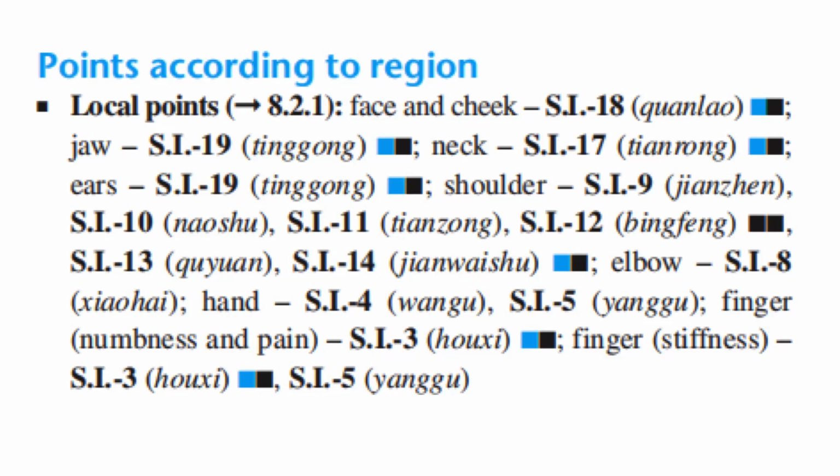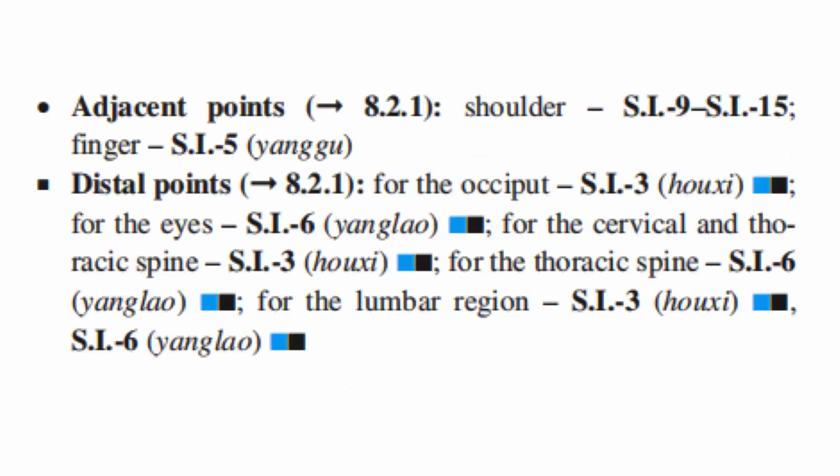Local point for the elbow, SI8. For the hand, SI4, SI5. For the finger, numbness and pain, SI3. For the finger, stiffness, SI3, SI5. Adjacent points for the shoulder, SI9, SI15. For the finger, SI5. Distal points for the occiput, SI3.